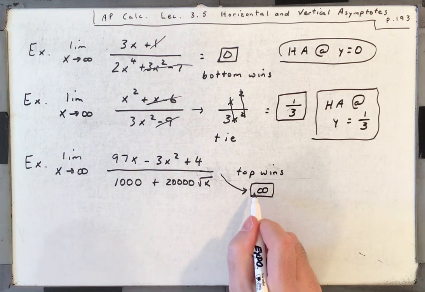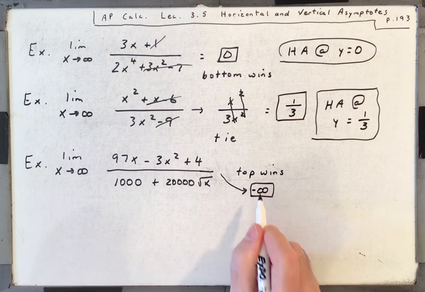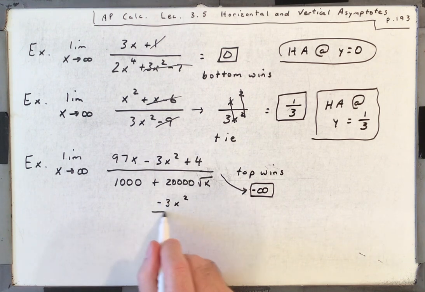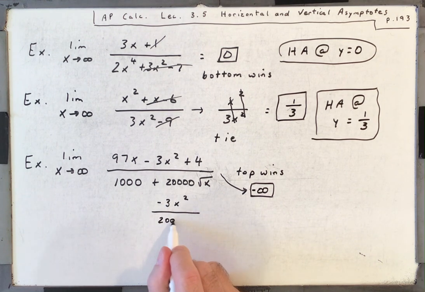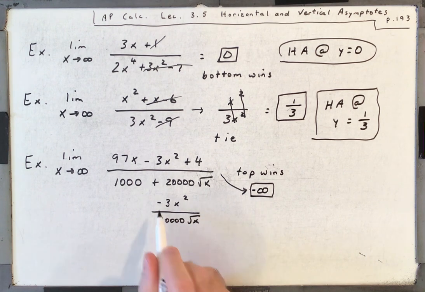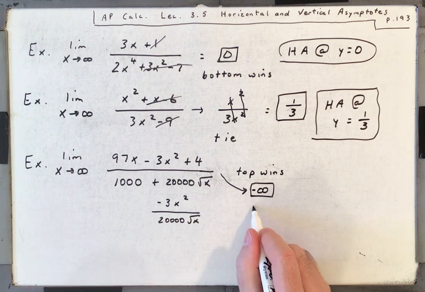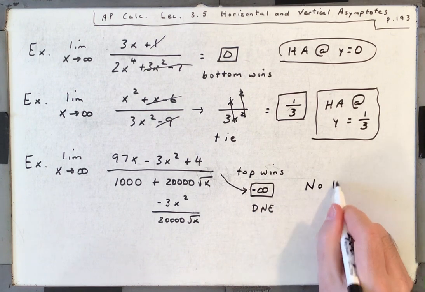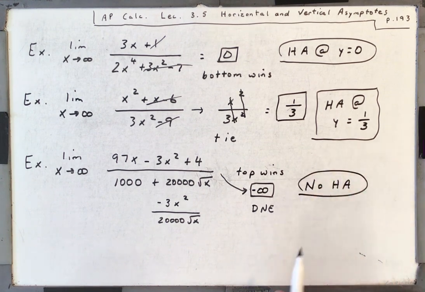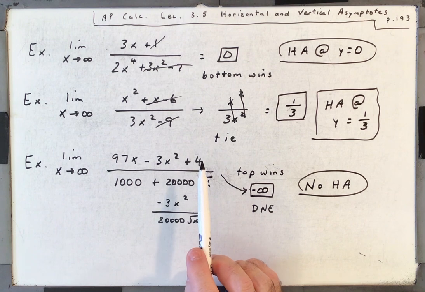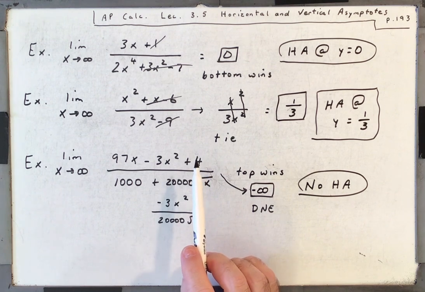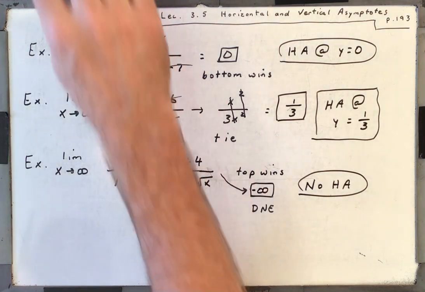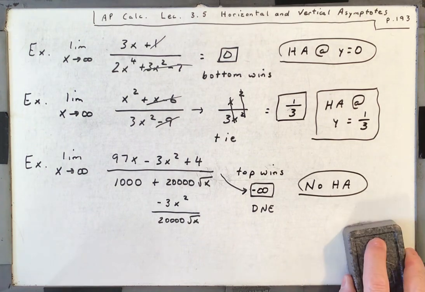Actually, it's going to be negative infinity, so I apologize for that. Negative infinity, because we have negative 3x squared, so we haven't really dealt with a negative yet, over positive 20,000 root x. The negative would make it negative infinity, but that still does not exist. So there is no horizontal asymptote. So this is the first one where we've had a negative sign, and we've needed to look at that, I believe, anyway, this first one.